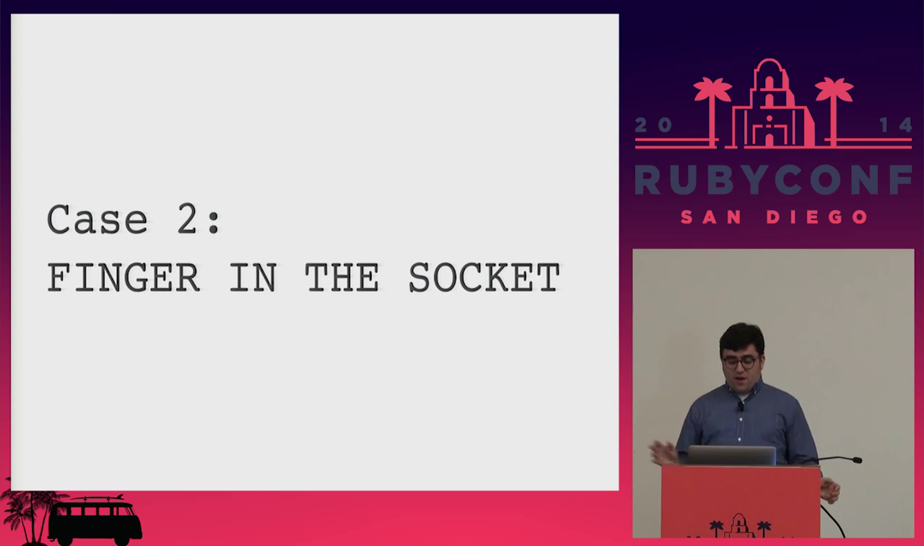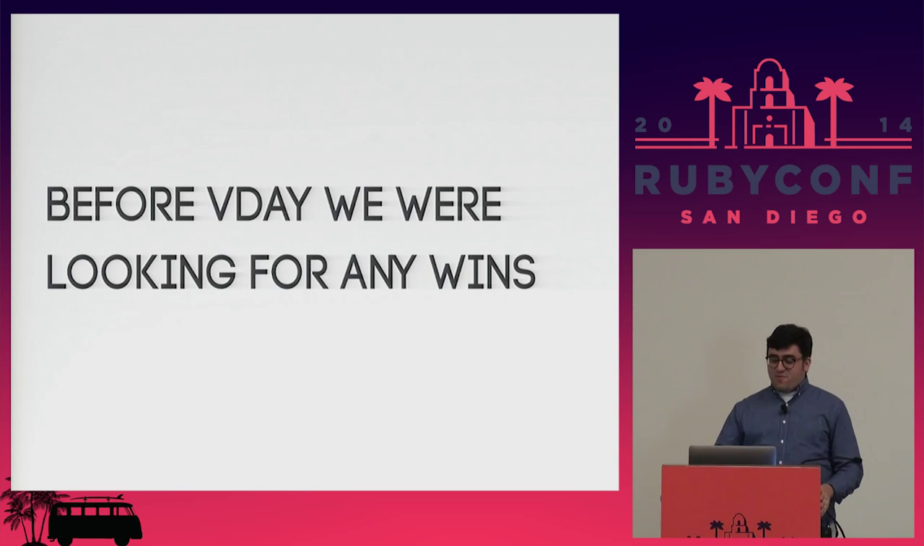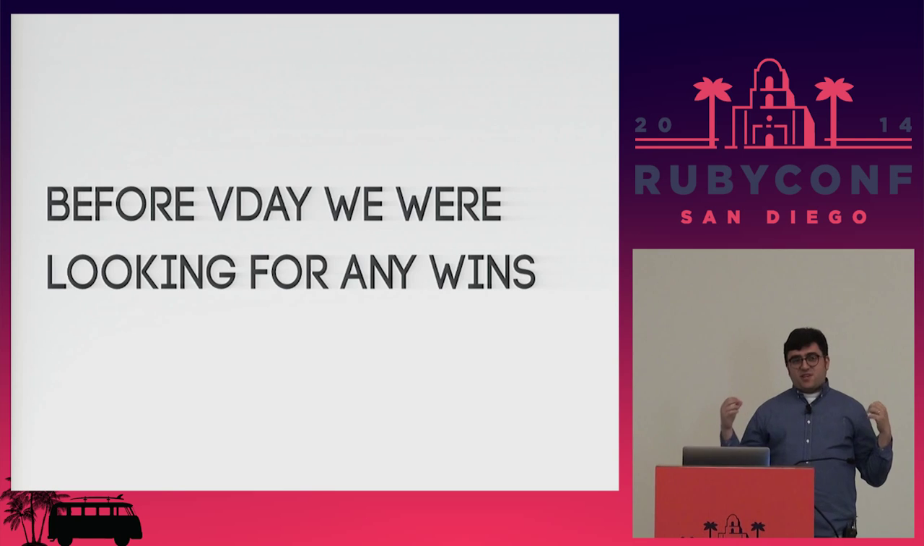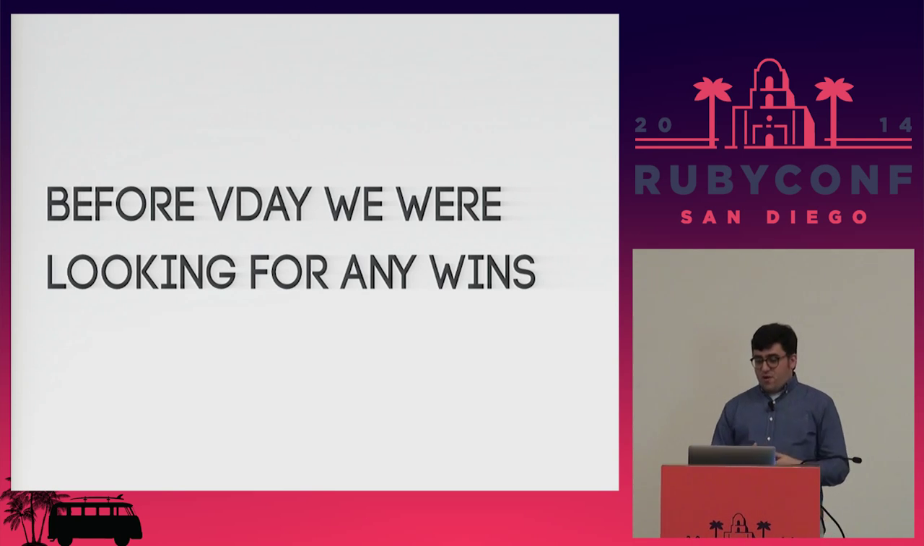And now I want to talk a little bit about horizontal optimization in code. Before V-Day, and yes, we call Valentine's Day V-Day because it's that disturbing to us, we were looking for basically any wins we could find across the code base to just speed up the performance of the site. We knew that a lot of users were going to pummel us at 7 a.m. on February 14th, so what could we do?